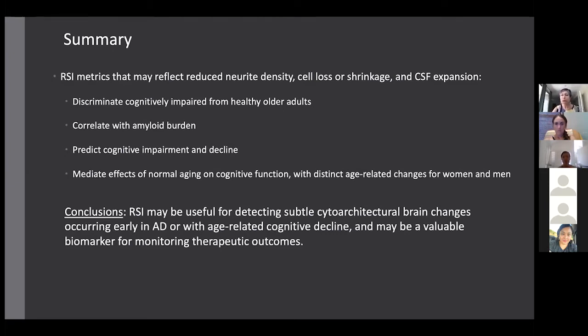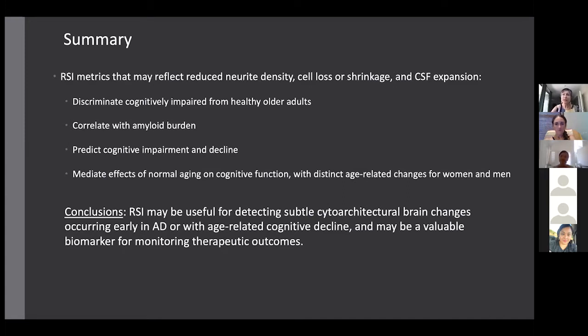So to conclude, we believe that RSI may be useful for detecting subtle cytoarchitectural brain changes that occur early in Alzheimer's disease, or even in just normal age-related cognitive decline, and that RSI may be a valuable biomarker for monitoring therapeutic outcomes in aging or Alzheimer's disease.